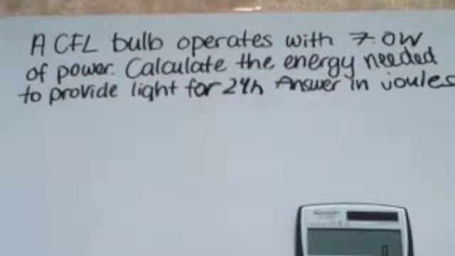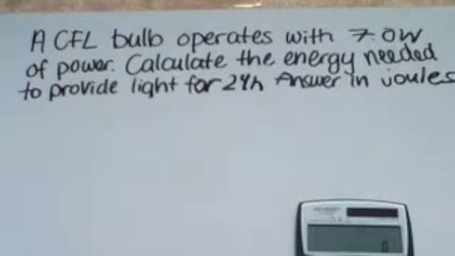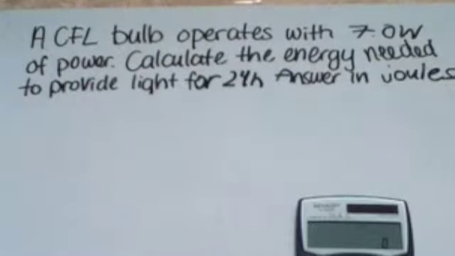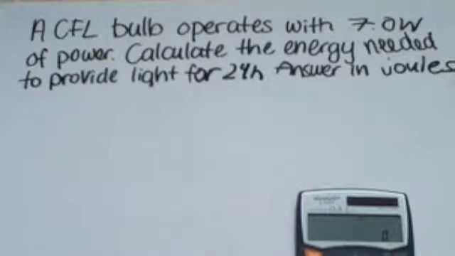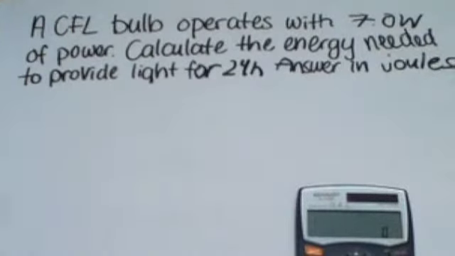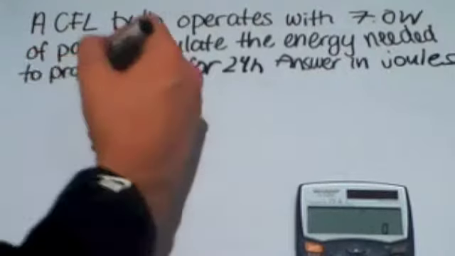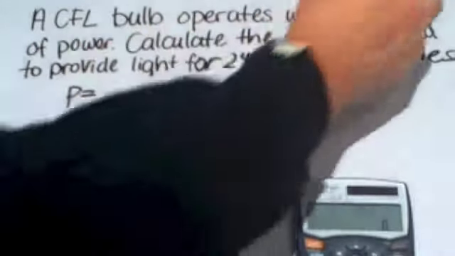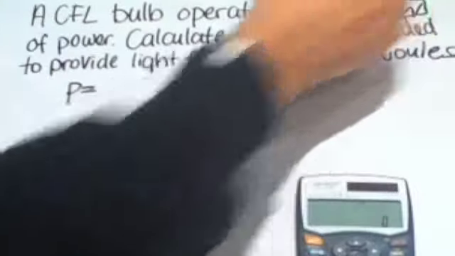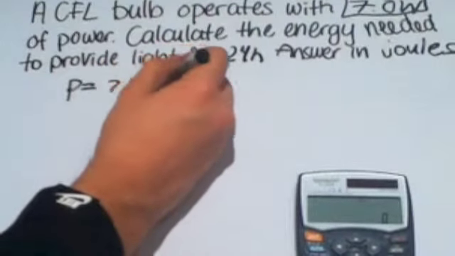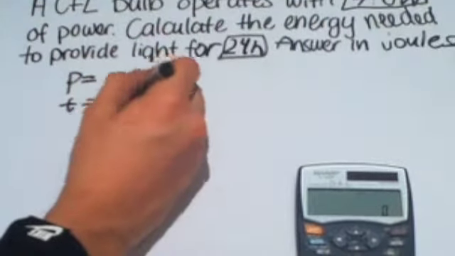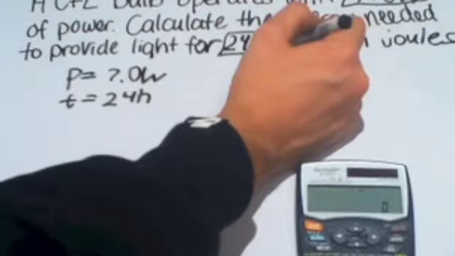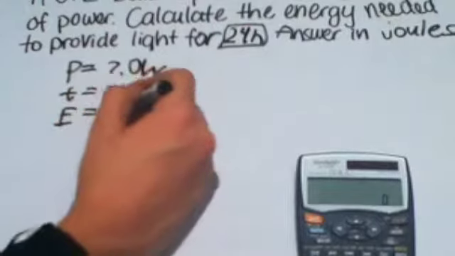Sample question is quite simple. A compact fluorescent light bulb operates with 7.0 watts of power. Calculate the energy needed to provide light for 24 hours. Answer in joules. So we want to start off by writing the given values. So the power equals 7.0 watts. We know that it must provide light for 24 hours. So the time is 24 hours. And we know that the required value is energy in joules. So it's an unknown value in joules.